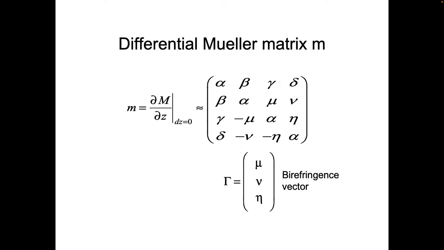Okay, so this one is my attenuation. This one is my birefringence. I can extract it as a vector, a birefringence vector. The interesting thing is that the length of this vector is now proportional to the amount of birefringence, the amount of change. Right? The first derivative in the problem.